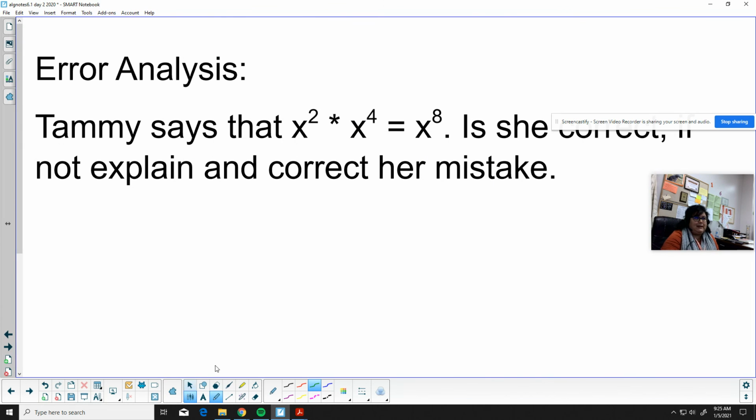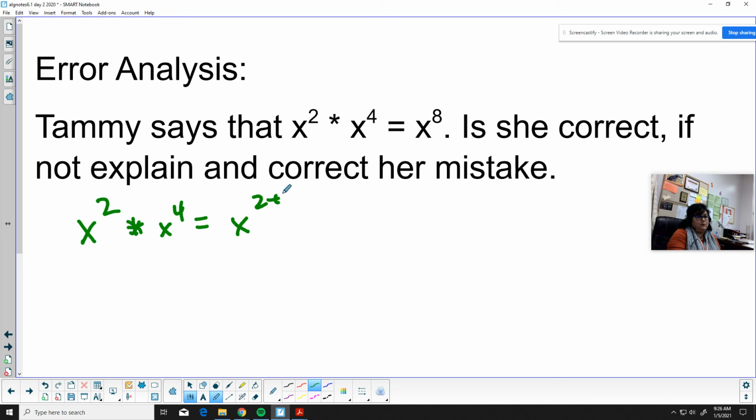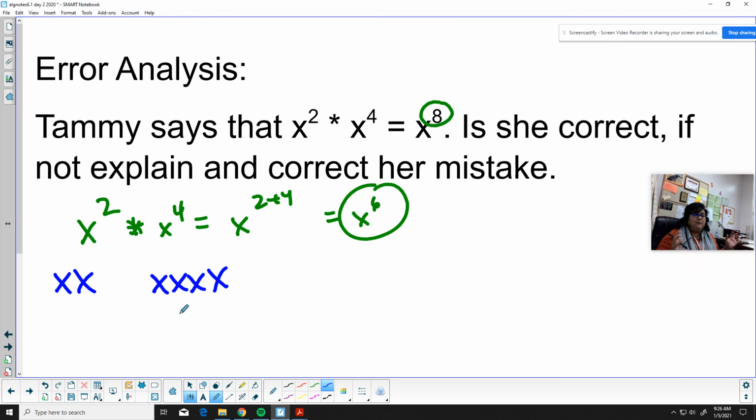All right, it says Tammy says that x squared times x to the fourth is x to the eighth. Is she correct? So no, she's not correct because I'm not supposed to multiply exponents. I'm supposed to add exponents when multiplying powers. So she should have done x squared multiplied by x to the fourth is x to the 2 plus 4, which is x to the 6. She multiplied these and got 8. We should have added them because if we want to prove it, there'd be 2 x's in the front and 4 x's here. And if I'm gathering them all up, which is what I'm doing, I have 6 of them. That's why.